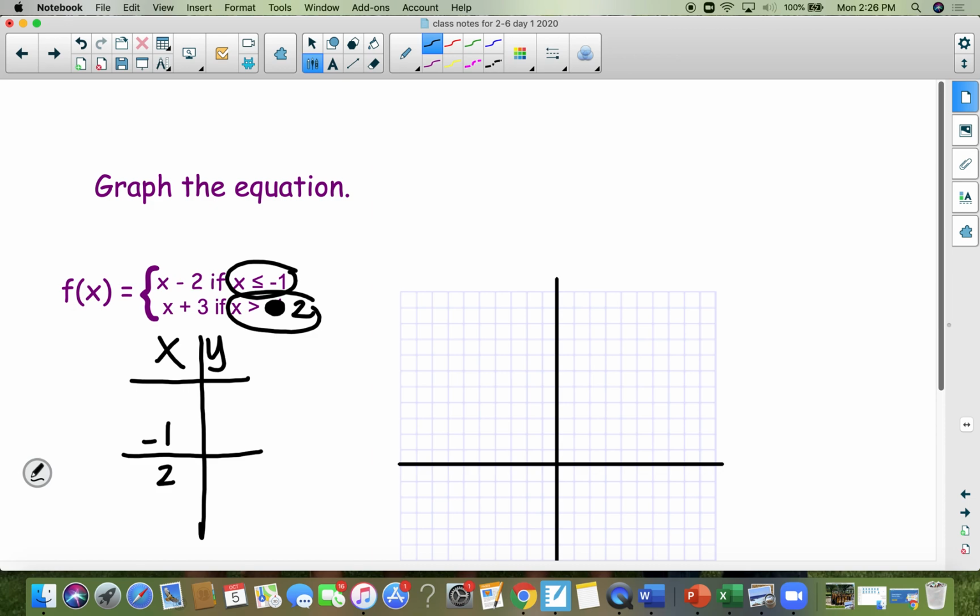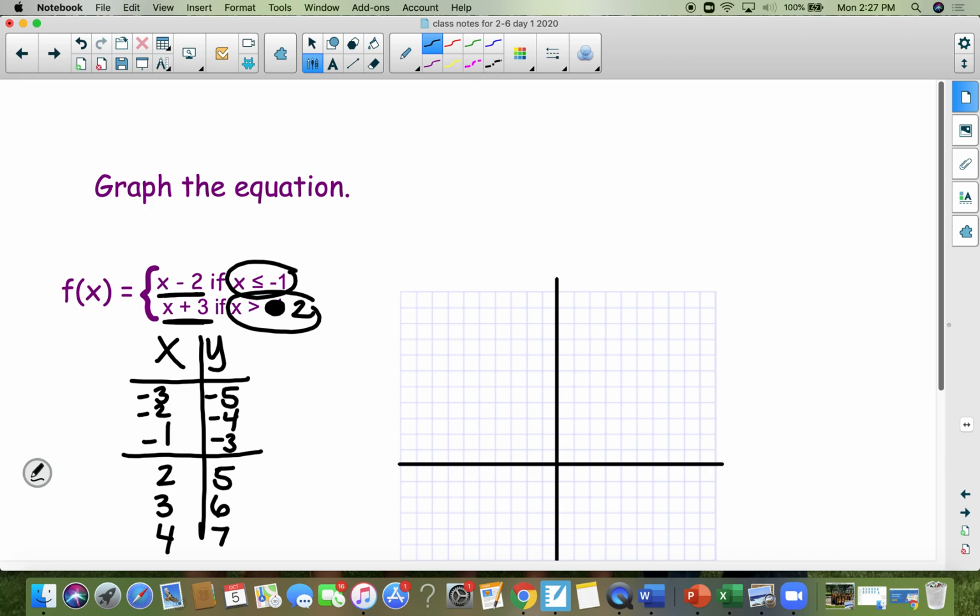Numbers greater than 2 are 2, 3, and 4. Numbers less than a negative 1 are a negative 2 and a negative 3. Make sure these 6 numbers go in numerical increasing order. Okay, I need to plug a negative 3 into this equation, and that's how I get a negative 5. Negative 2, negative 4, negative 1, negative 3. These numbers get to be plugged into this equation. 2 plus 3 is 5. 3 plus 3 is 6.